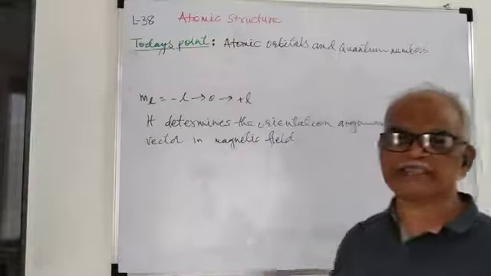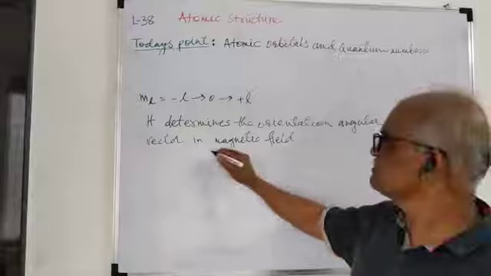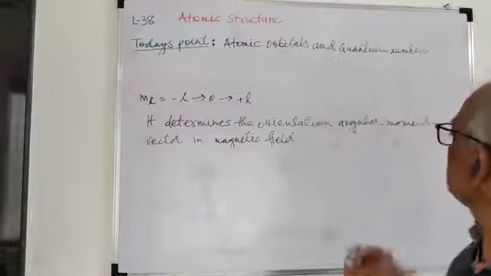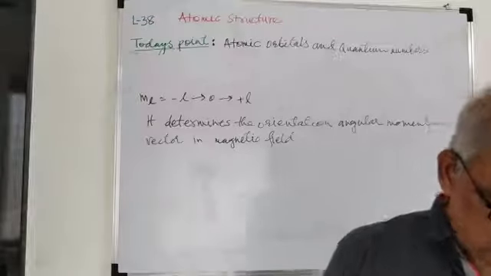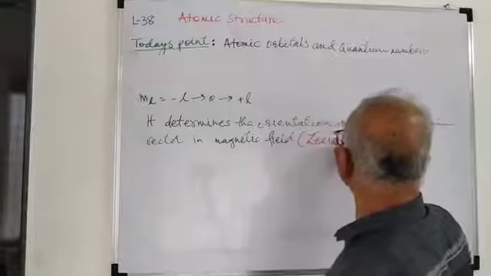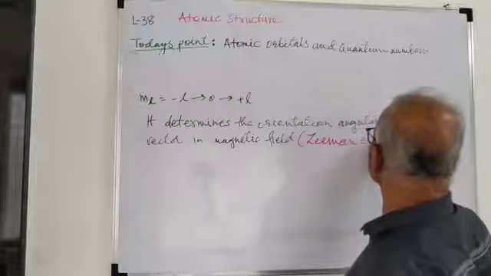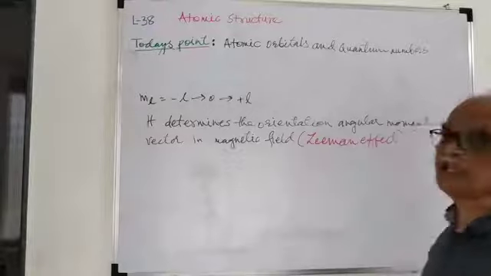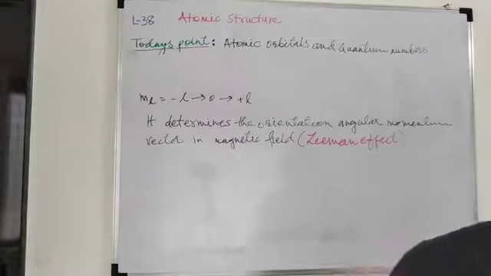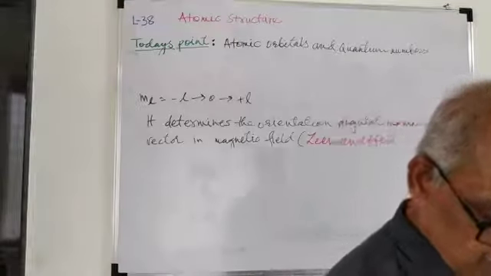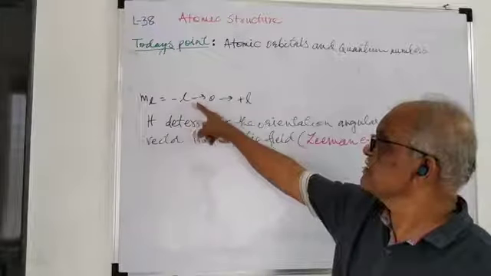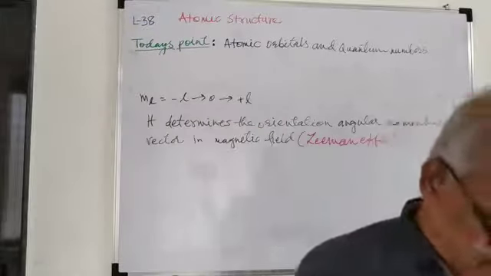This means when the experiment is carried out, the source of radiation is placed in the magnetic field, and then we can get this orientation of angular momentum, which is also called the Zeeman effect. We have seen this in our earlier topic, and we know that it has values starting from -L to 0 to +L.